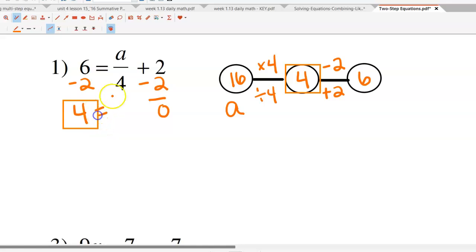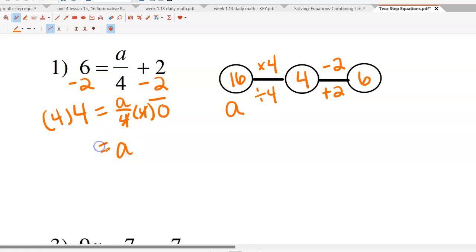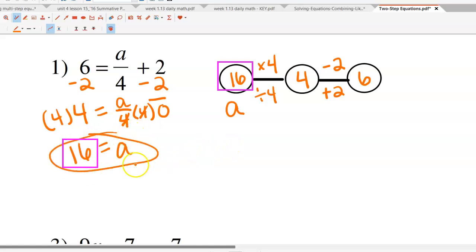So now we're going to bring down our a, divided by 4, and the next inverse is multiplying by 4. So we're going to multiply by 4 on both sides. So this cancels out. 4 divided by 4 is 1. So we have a equals 4 times 4, which is 16. And there we have our value for a.